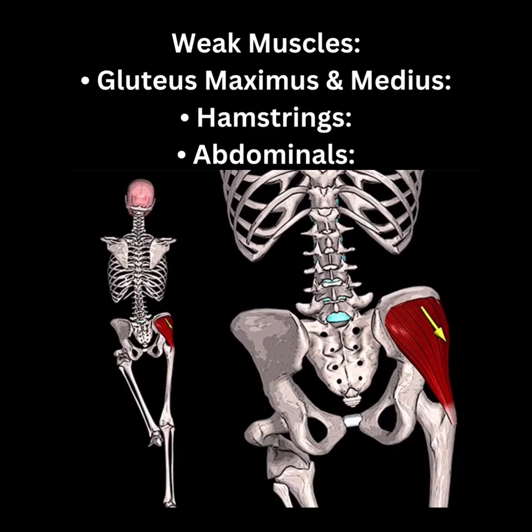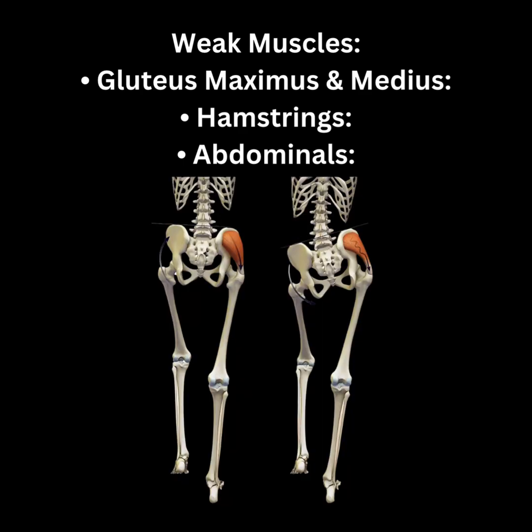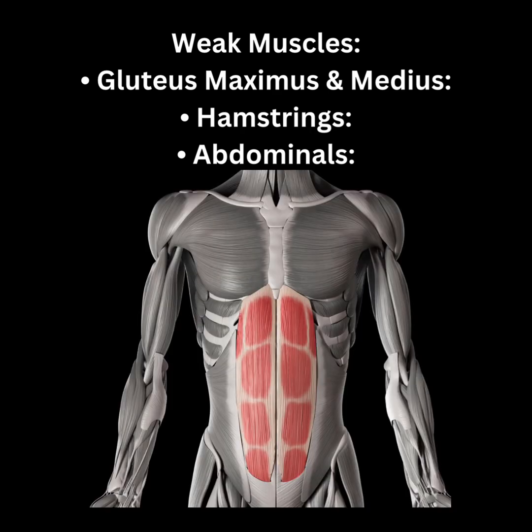Weak muscles: gluteus maximus and medius, ineffective hip stabilizers leading to poor pelvic control. Hamstrings, contribute to posterior pelvic instability. Abdominals, insufficient core support exacerbates lumbar lordosis or kyphosis.